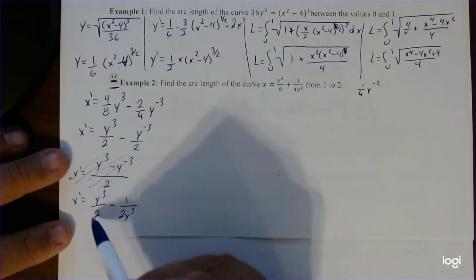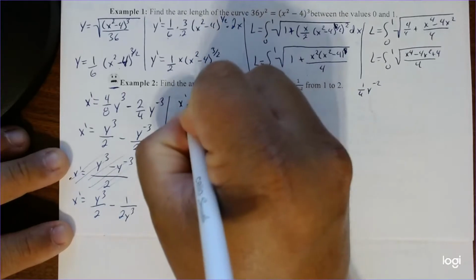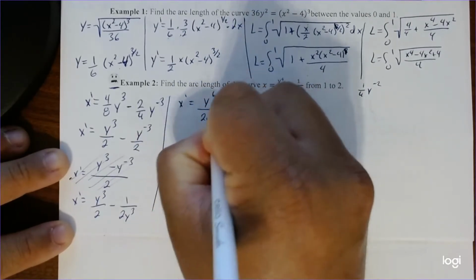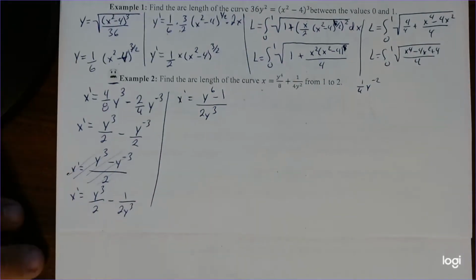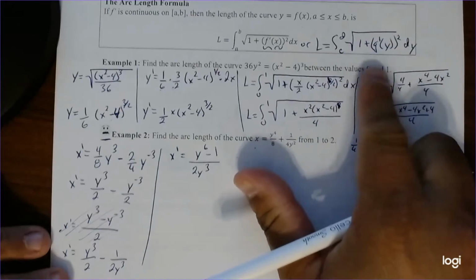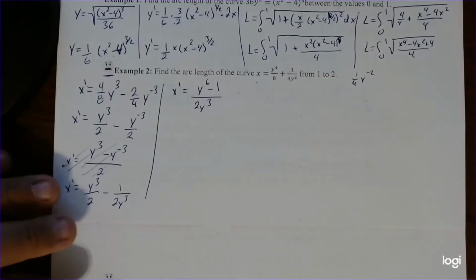Therefore I have to multiply this side by y to the third. So now my derivative is actually (y to the 6 minus 1) over 2y to the third. And I'll tell you guys why we do that in a little bit. Because once we plug it into the integral, it's much easier to evaluate, especially with that squared. Okay, so just a little snippet there.